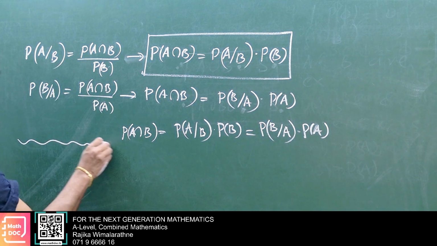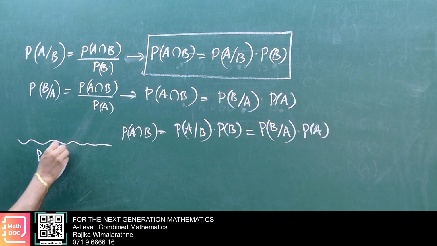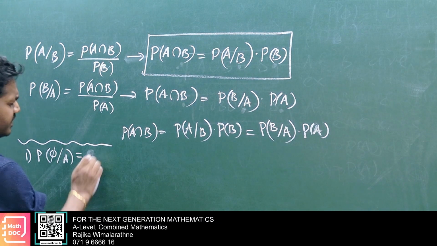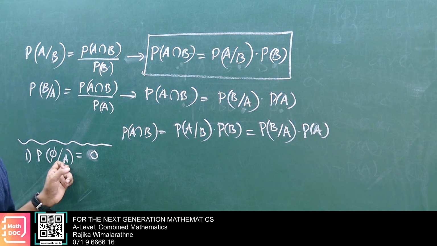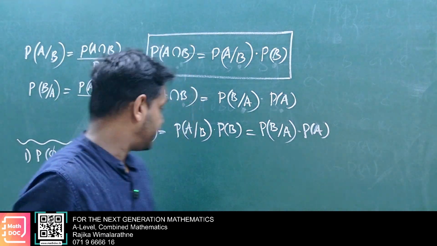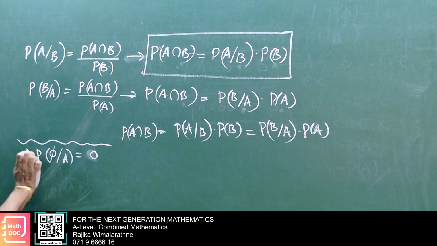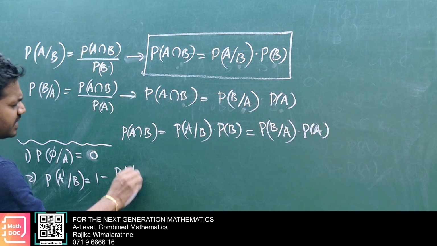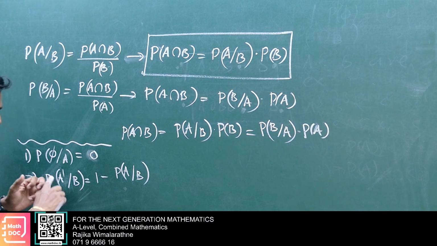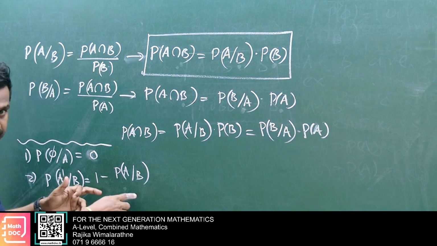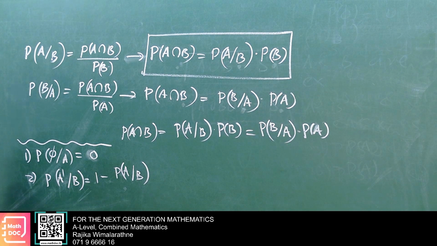And further we have something: P(null given A). It looks like P(null), which is 0. By the theorem, P(null) I gave you is 0, no? Then P(null given A) is 0. Second, P(A dash given B) looks like P(A dash), which is 1 minus P(A). If we have P(A dash), we write 1 minus P(A). So P(A dash given B) is the same as 1 minus P(A given B).